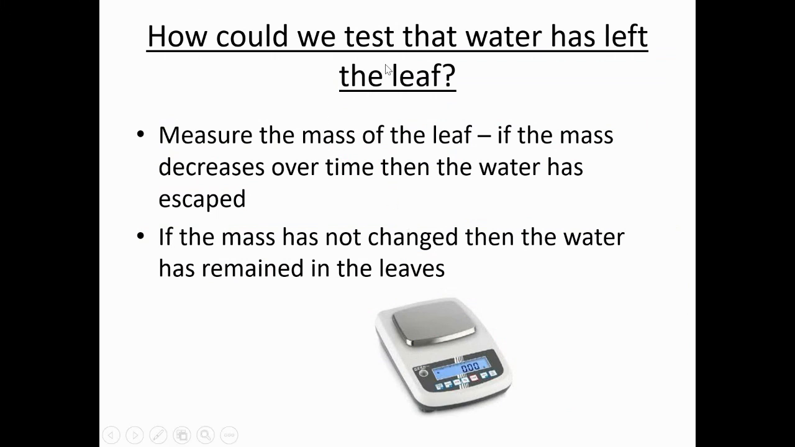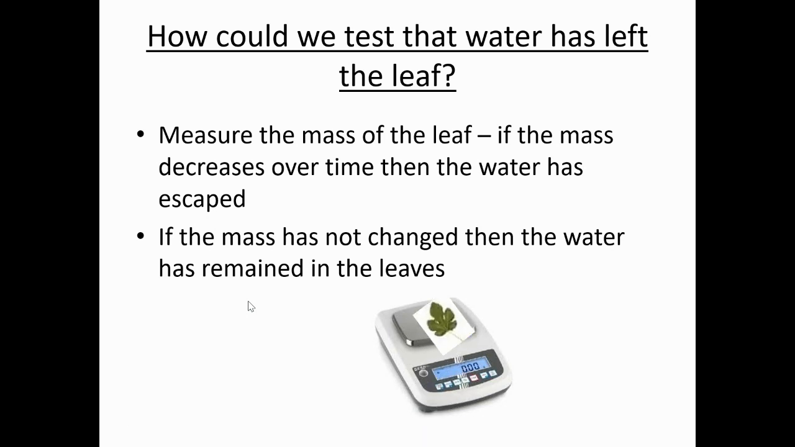Right, as we're scientists, we like to test things. How could we test that water has left the leaf? Okay, so I've been telling you that water leaves the leaves through the stomata, but how would we know this happens? Well, we can measure the mass of the leaf. So we would use one of these, a top pan balance, like a kitchen scales basically. And if the mass decreases over time, then we can say that maybe something has left the leaf. In this case, it'd be water has evaporated. If the mass doesn't change, then the water must have remained inside the leaf.